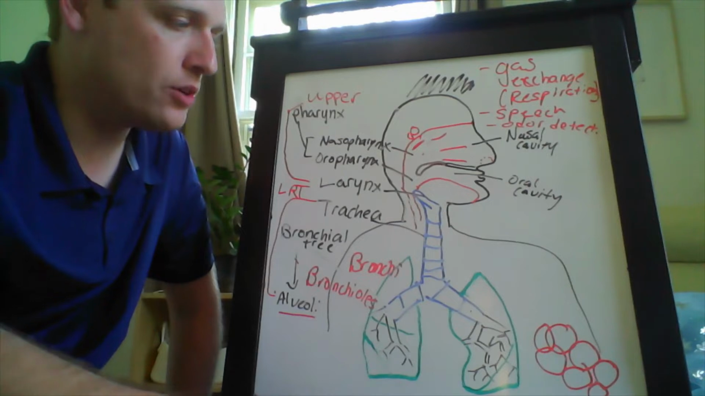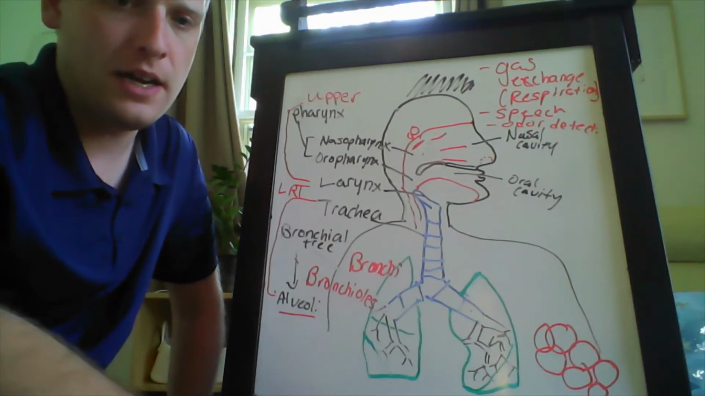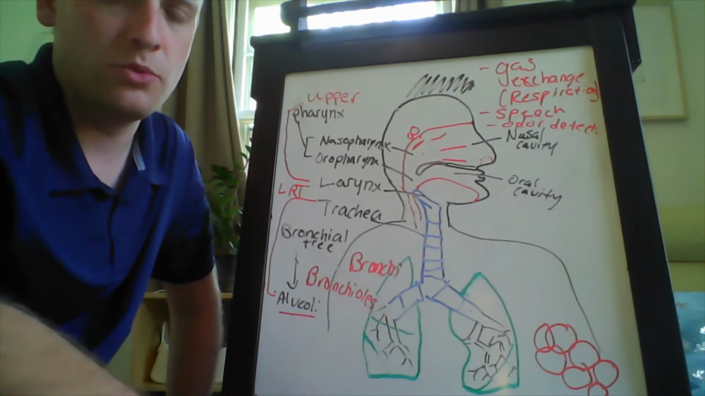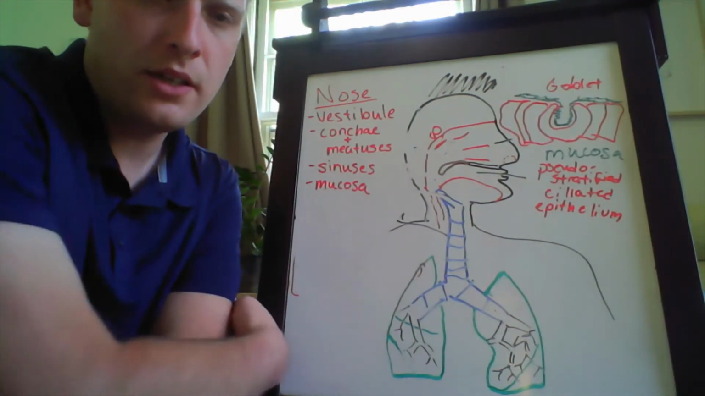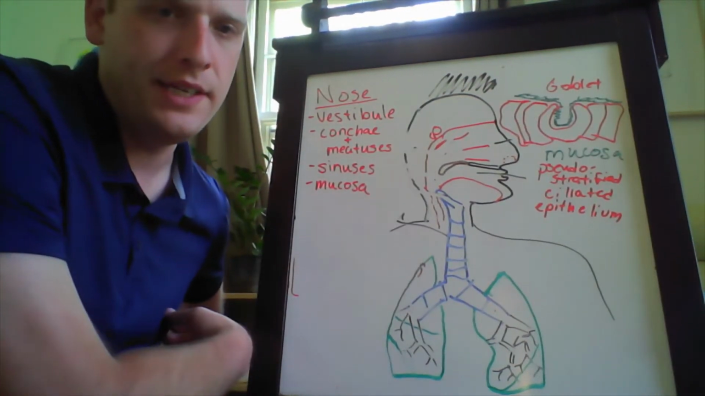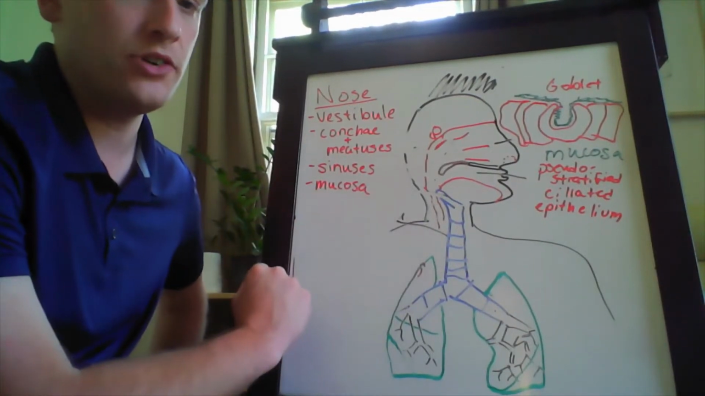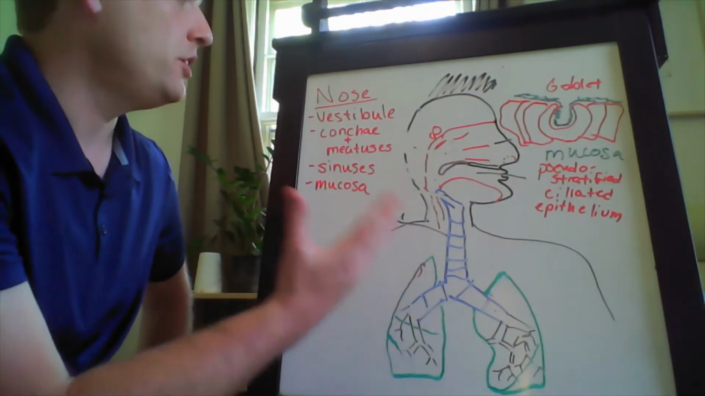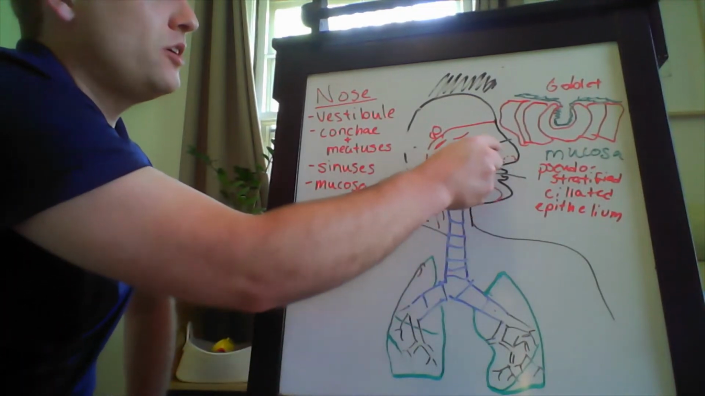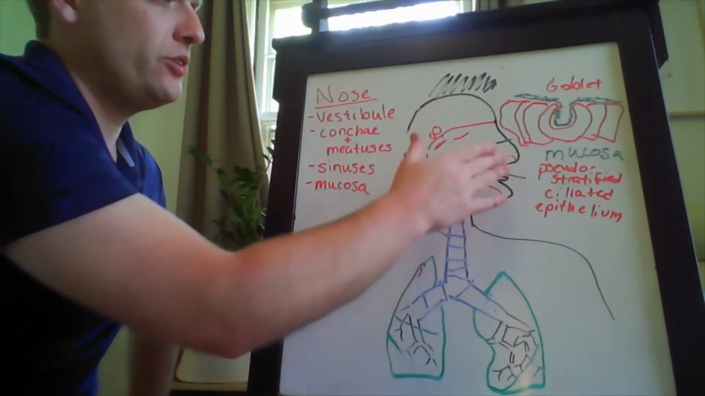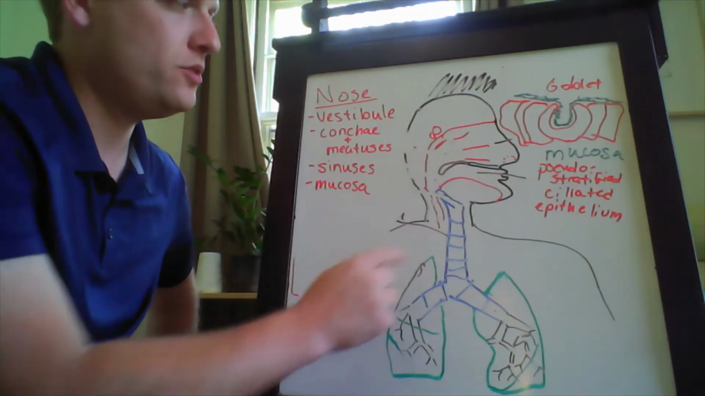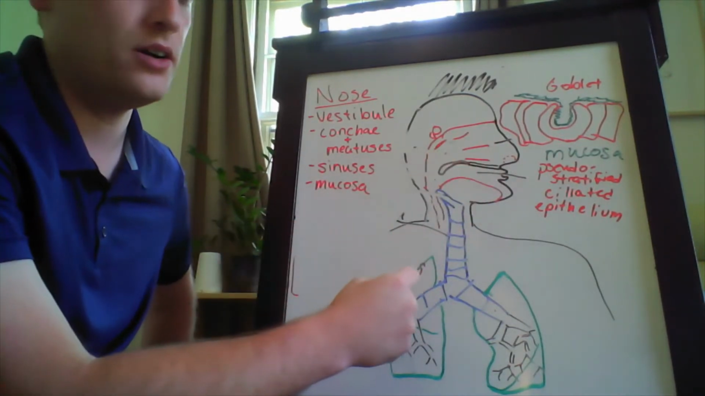So that's just a general overview, and now let's move on into some more specific features. So I'd like to go into a little bit greater detail on each of these structures, and I want to start with the nose. So once you've gone through the nares, or the nostrils, you enter the vestibule of the nose. So this little area would be called the vestibule.